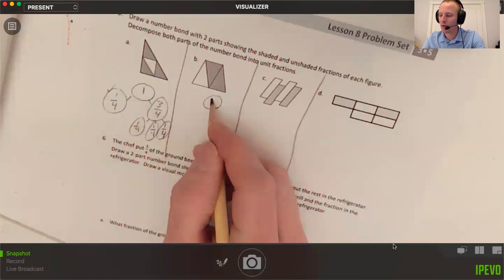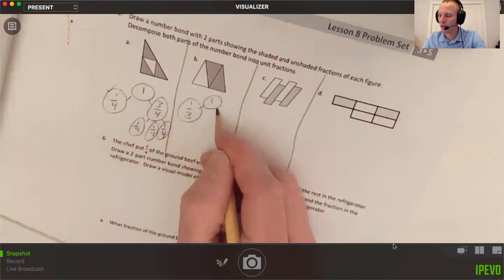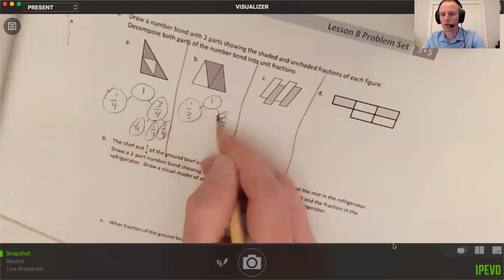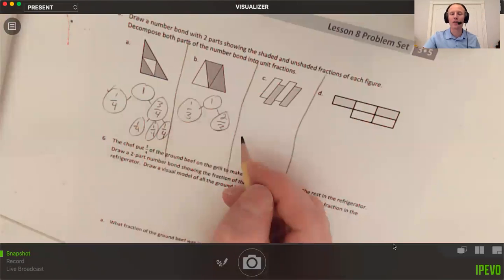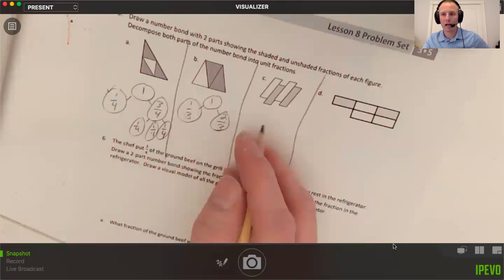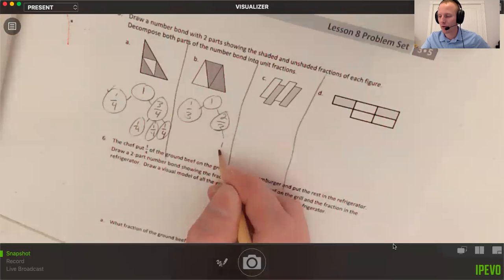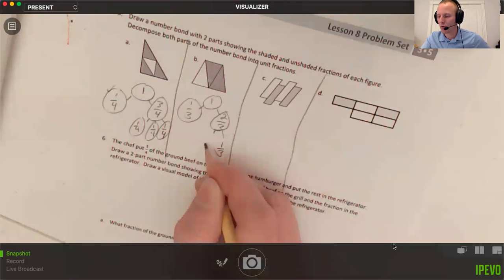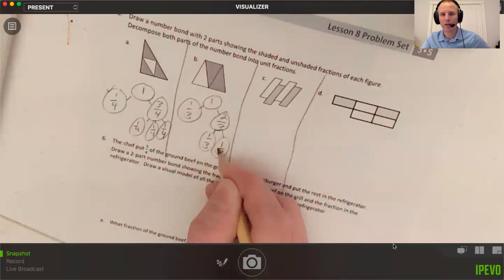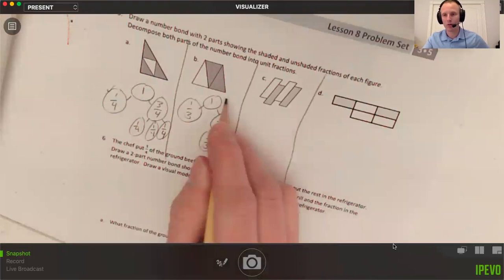So one whole is made up of 1/3 because 1/3 is unshaded, and 2/3 because 2/3 is shaded. And your job then is to ask yourself, well, what is 2/3 made up of? What unit fraction is it made up of? Well, the denominator is not going to change. We're going to stick with thirds. So it's 2 1/3. 2 1/3 added together adds up to 2/3. When that's added to one more 1/3, we get 1 whole.